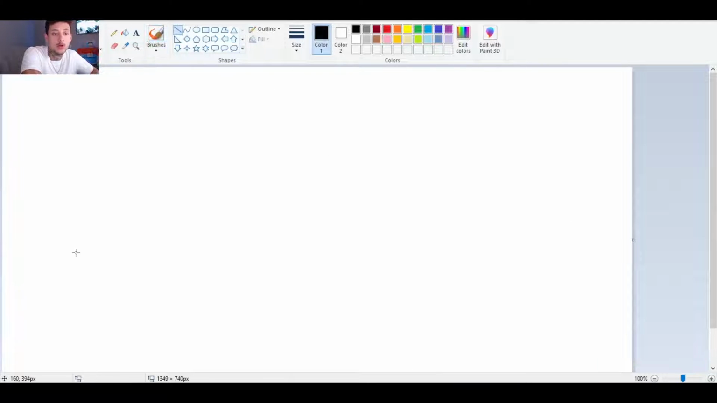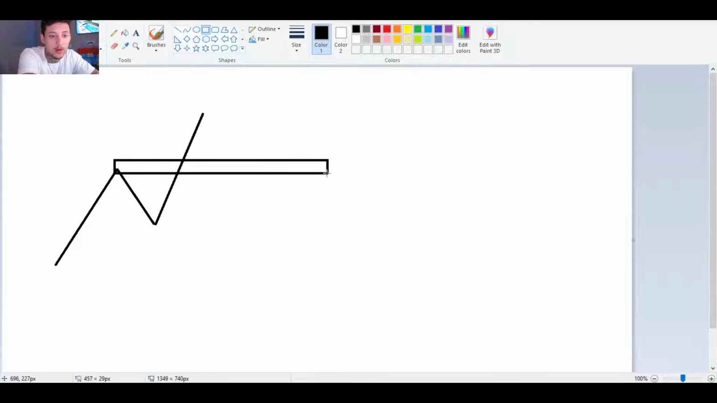So I'm going to draw out some market structure, right? And we're going to color code all of this. So let's just say this is a level of supply and demand that we're looking to take a trade from. And let's say price is currently trading here now, right?